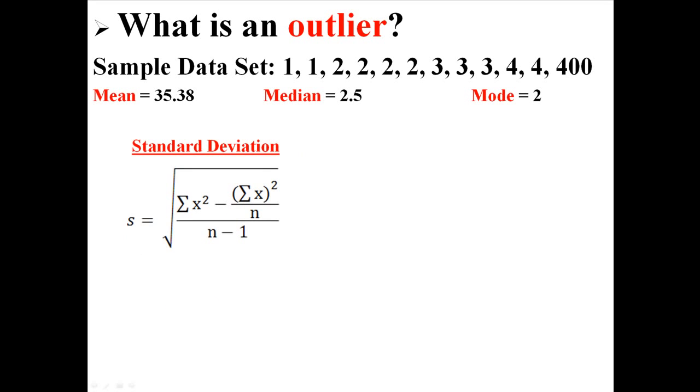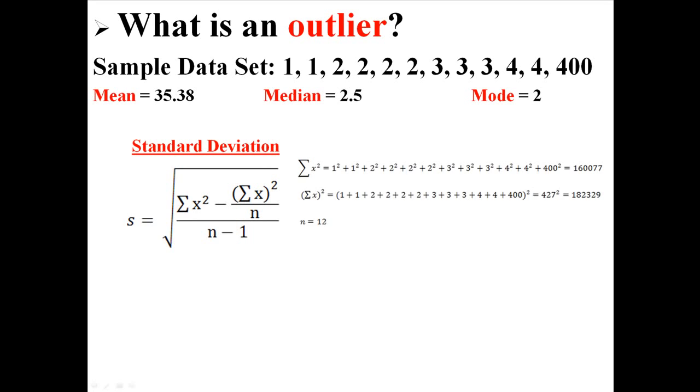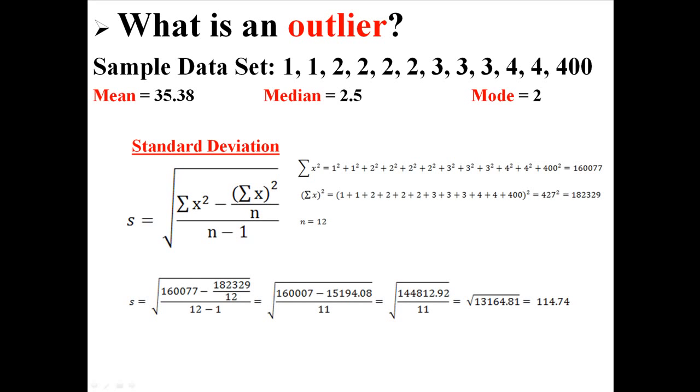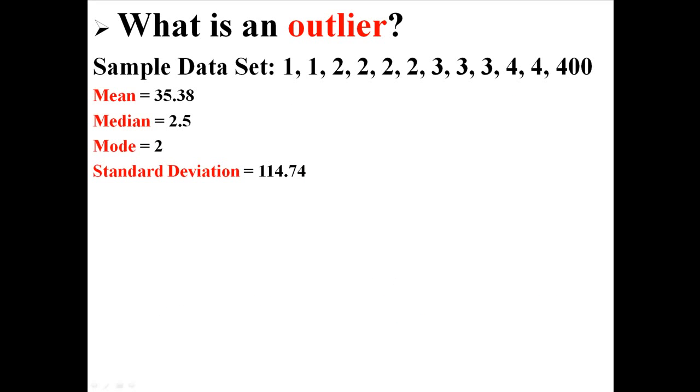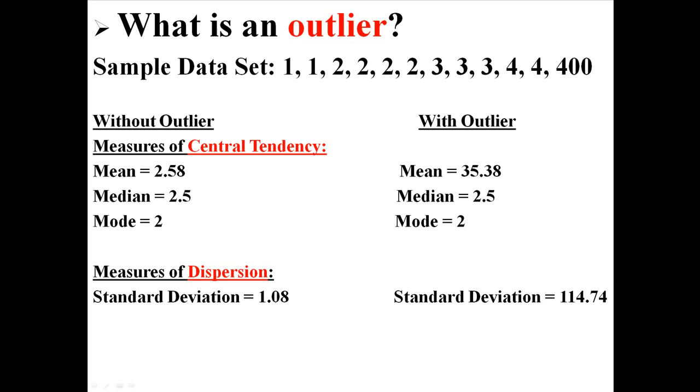So I have those things, and now we're going to calculate the standard deviation for this new data set. So we find the three things we need, the sum of all x, the sum of all x squared, and n. We plug those things in, and we find the standard deviation to be 114.74. So these are the four values, the mean, median, mode, and standard deviation of this data set, which includes the outlier. So, without the outlier and with the outlier, the medians were about the same and the modes were about the same. But with the outlier, the means were very different, and so were the standard deviations.